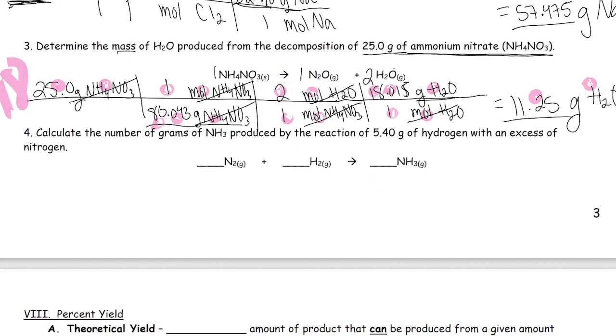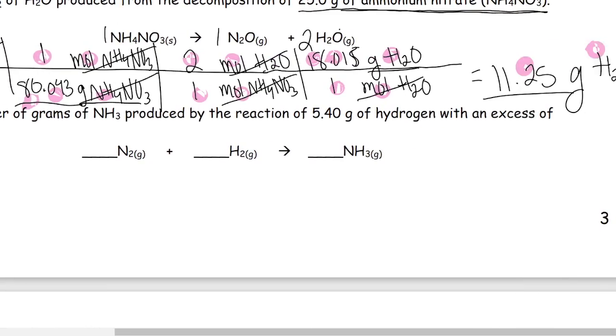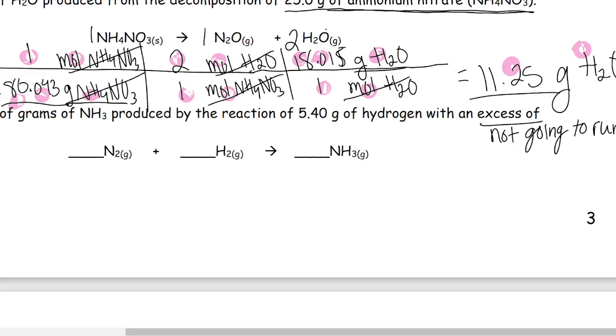So number 4 says, calculate the number of grams of NH3 produced by the reaction of 5.40 grams of hydrogen with an excess of nitrogen. What this word excess means is just that you will not run out of it. So not going to run out. That means you don't use this towards your calculations.